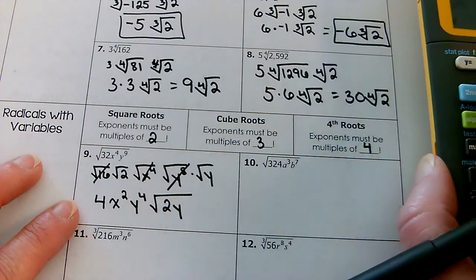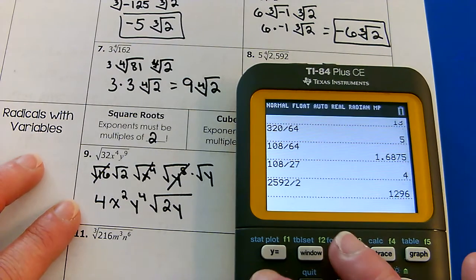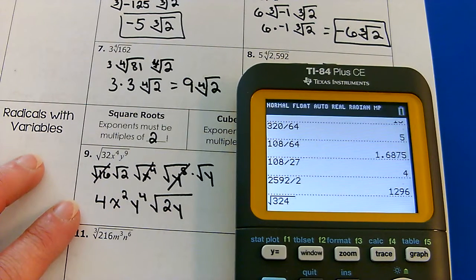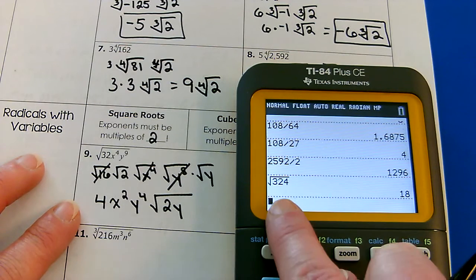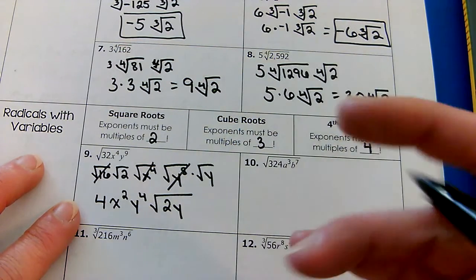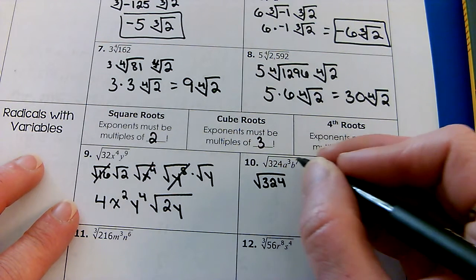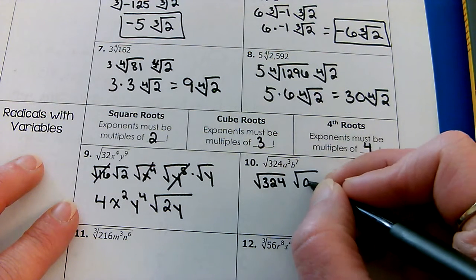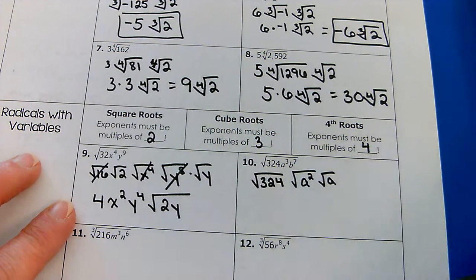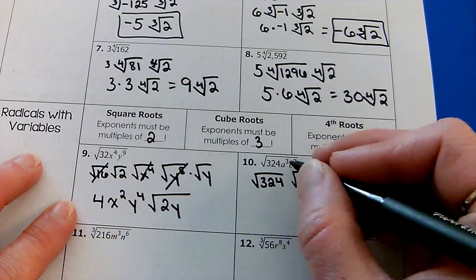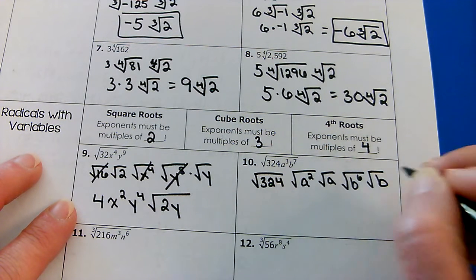324. Wait, 324 I think is actually a perfect square, and I'm going to test that theory. 324 is 18 squared. See, square root of 324 is 18. So that's cool. A cubed, I'm going to write that as a squared, so the square root of a squared times the square root of a. I'm going to make that b to the 6th times b.